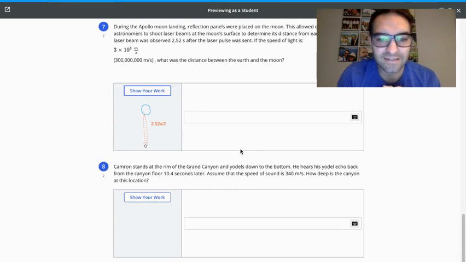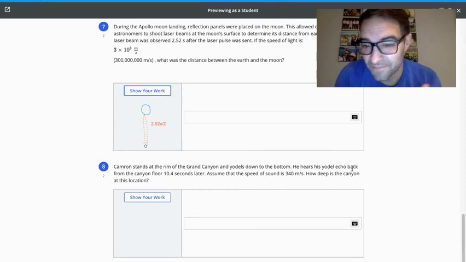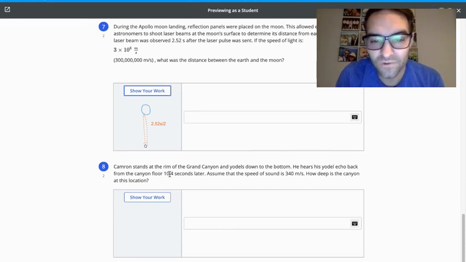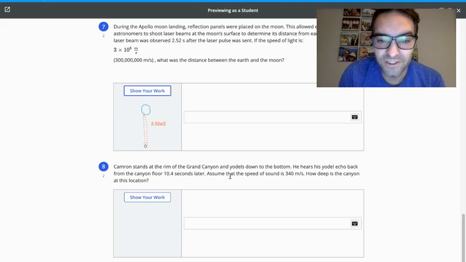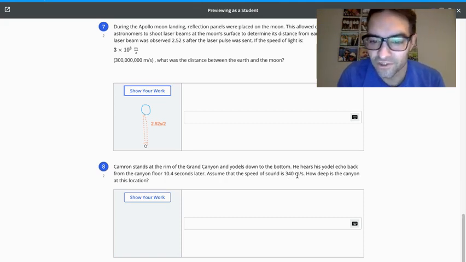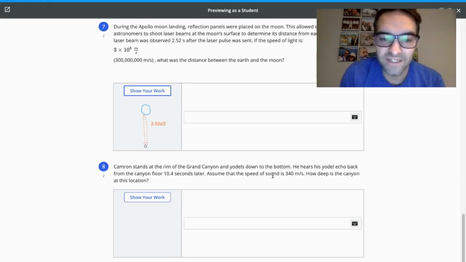Then very, very similar problem. Again, a real life example of how you could determine the depth of the Grand Canyon. Cameron stands at the rim of the Grand Canyon and yodels down to the bottom. He hears his yodel echo back from the canyon floor 10.4 seconds later. Assume that the speed of sound, similar to before, is 340 meters per second. How deep is the canyon at this location?